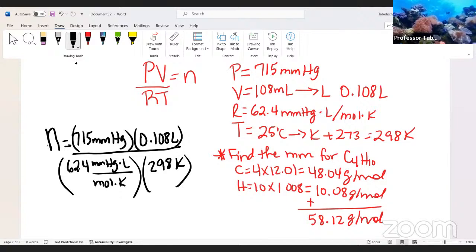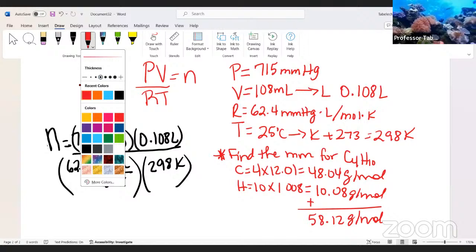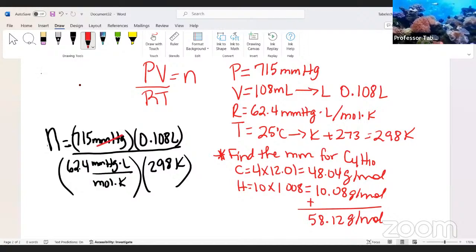Okay, what we need to do, of course, is to cancel out the units we do not need. Cancel out the units you do not need. So I'm going to get rid of my millimeters of mercury. I'm going to get rid of my liters. I'm going to get rid of my Kelvin. And what's left, of course, are your moles right there. That's what we were solving for. So let's multiply the top numbers. 715 times 0.108. Divide that by the 2 numbers on the very bottom.